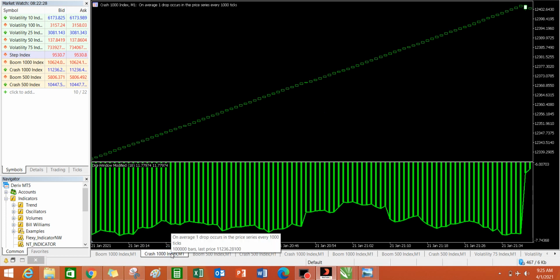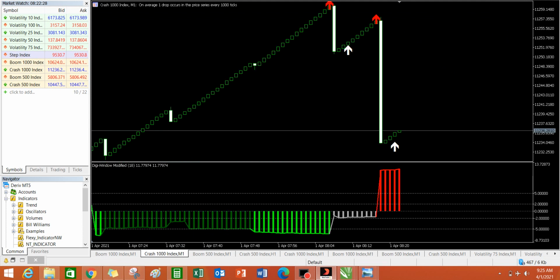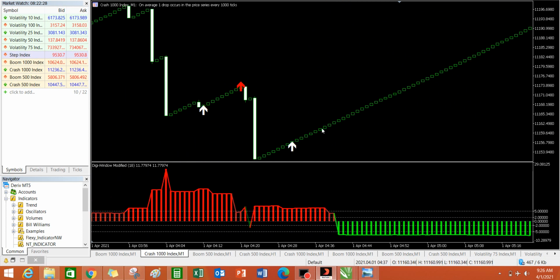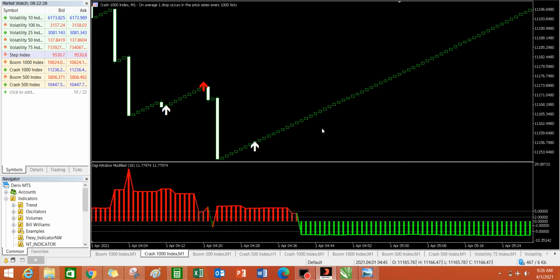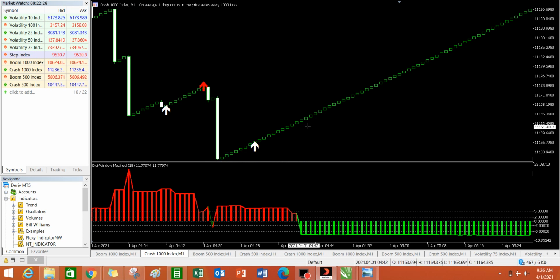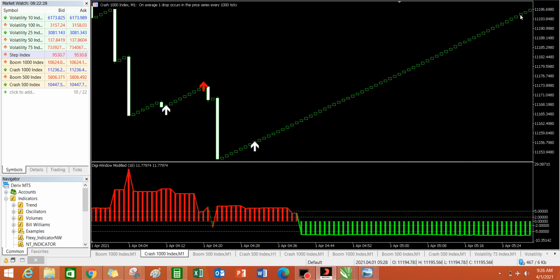Okay, so let's check out what is happening with Crash 1000, and I will be using the Crusher indicator for this. For Crash 1000, it's been on a very long uptrend. As you can see, it has been on a very long uptrend. After surviving this downtrend, we got our buy signal here at this support level, and it got confirmed here, and it keeps on going up and up.